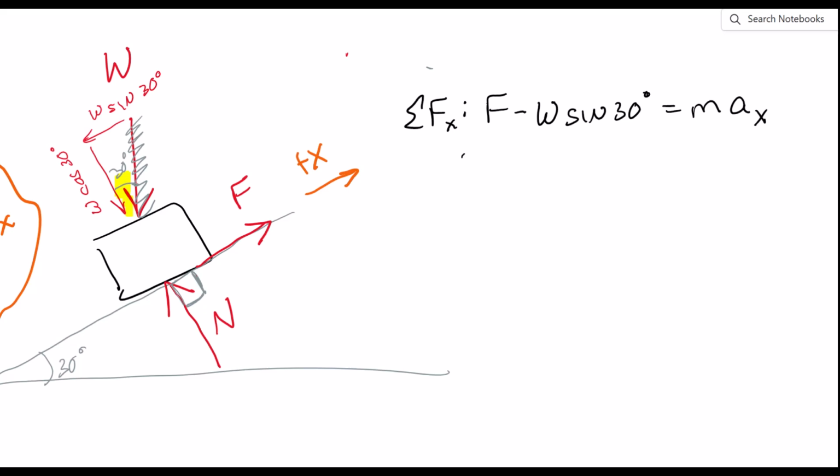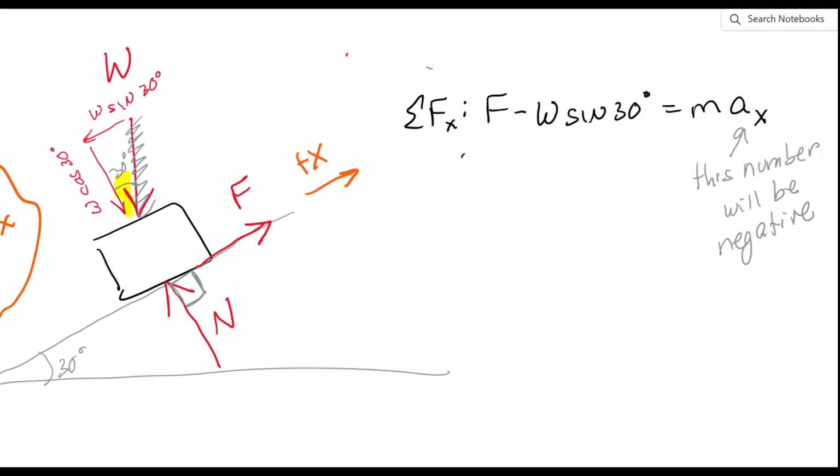Now, in a minute, since I know that the motion is downward, this number will be negative. Does that make sense? So the number itself will be negative because I'm accelerating down the ramp. So the number will turn out to be negative.